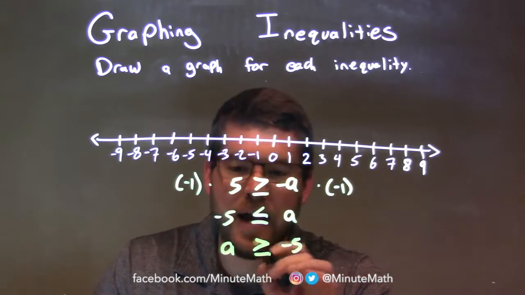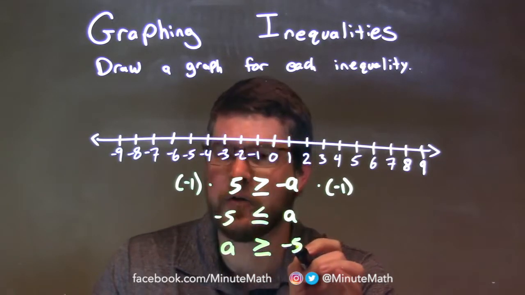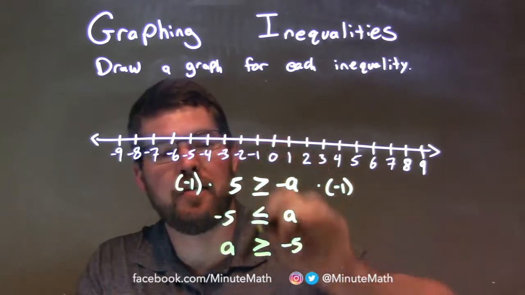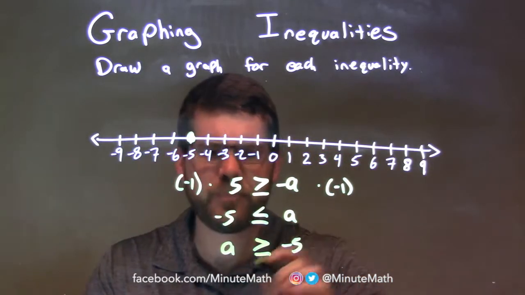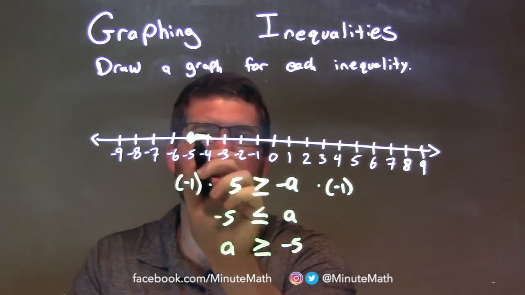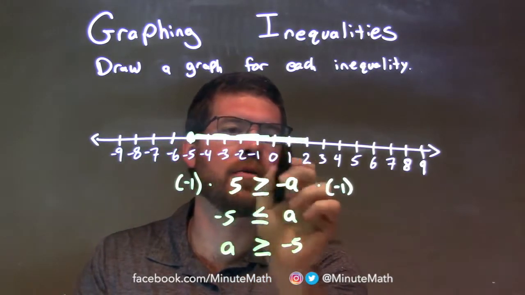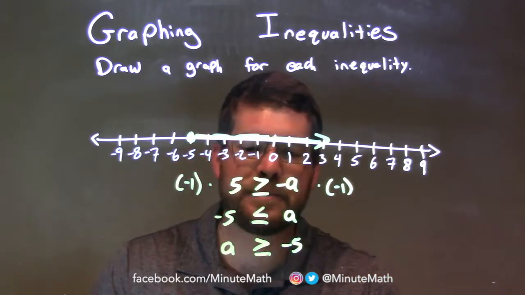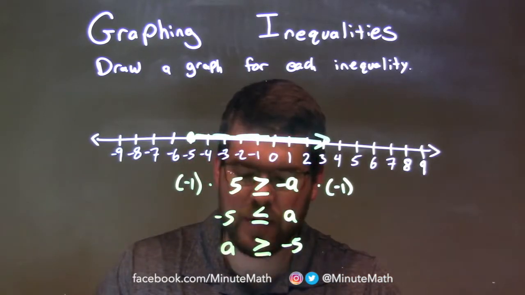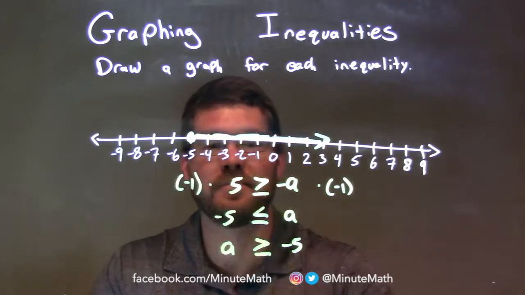So now that I have a is greater than or equal to negative 5, I start at negative 5. I have a closed circle at negative 5 because we can equal negative 5. Then a is greater than, so we shade to the right. All right, so now you don't have to go all the way. I never really do. Your teacher might want you to. Okay, so now we have a graph that matches our final answer.